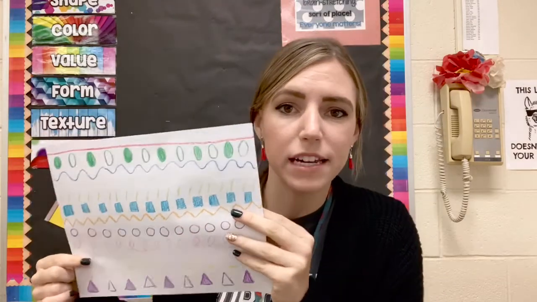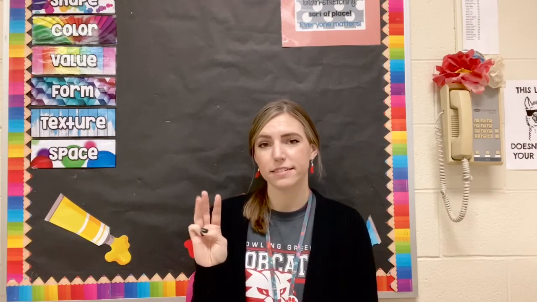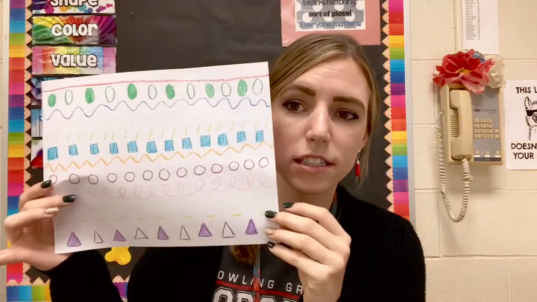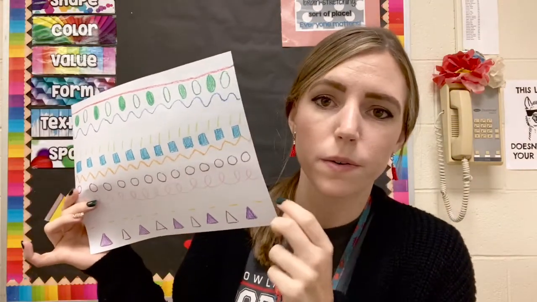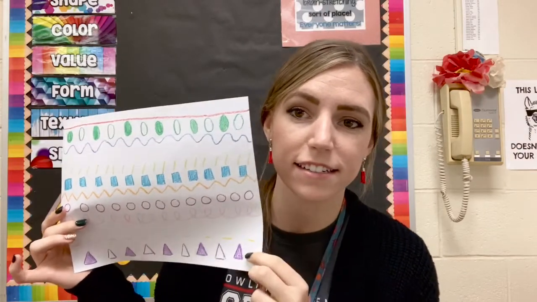So all you're going to need for today's lesson is a white piece of paper, some crayons, and a pencil if you would like. Notice that in my example, I used a lot of different colors. So crayons are always a good option. That way you can make it really colorful and interesting.